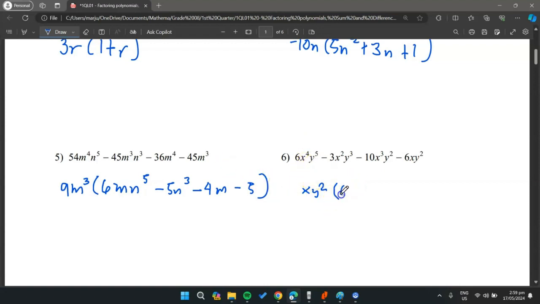So we have here 6x cubed and then y cubed minus 3xy minus 10x squared, sorry, and then y. Oh wait, the y should be cancelled out. So y squared minus 6. Alright, minus 6. That will be our answer for number 6. Let's have number 7.